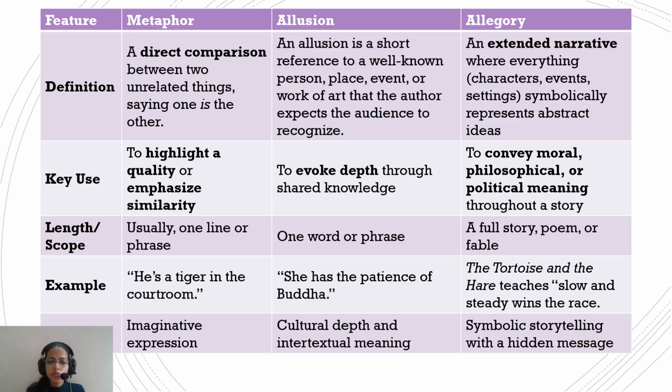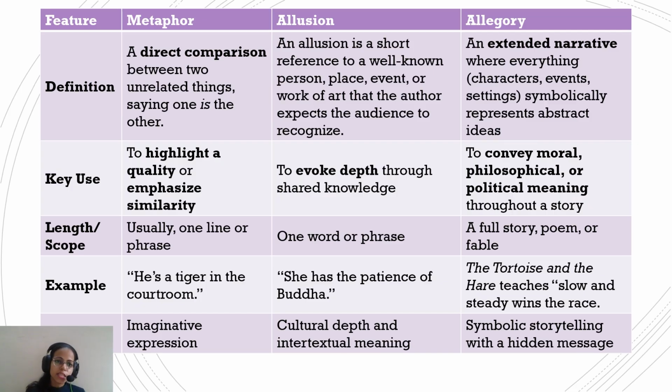Allusion example would be: she has the patience of Buddha. We all know who Buddha is. So the moment Buddha is mentioned, we understand what the speaker is trying to say. Allegory: the tortoise and the hare. This whole story is an allegory. It teaches us that slow and steady wins the race. So that would be an allegory.